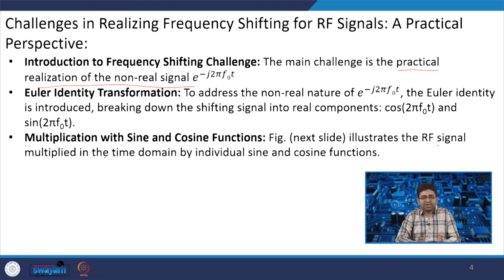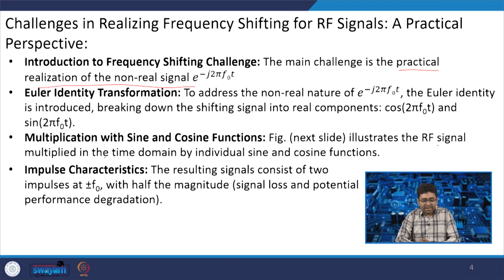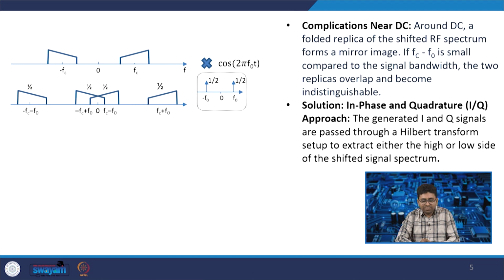If you do the addition and subtraction, you can get either the upper sideband signal or the lower sideband signal, and the resulting signal consists of two impulses at plus or minus f naught with half of the magnitude. Same thing here: if you multiply with cos 2 pi f naught t, it is a half, which means half of the portion is on f naught and half is on minus f naught.